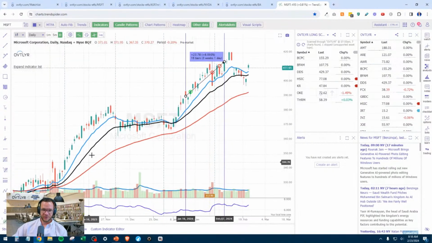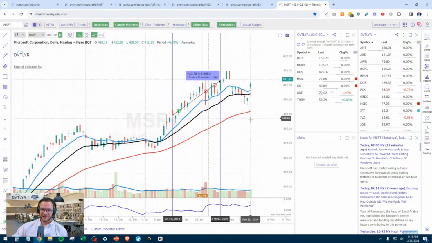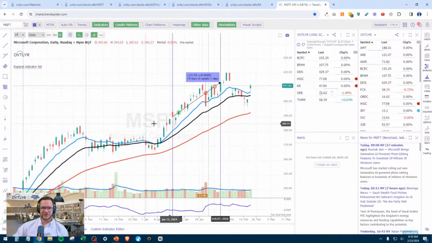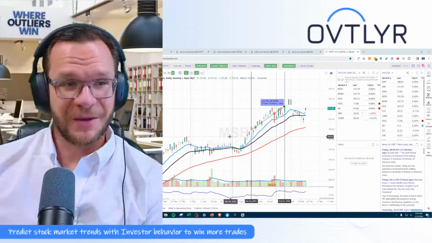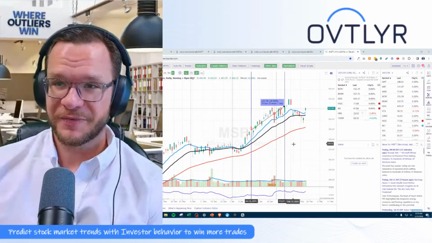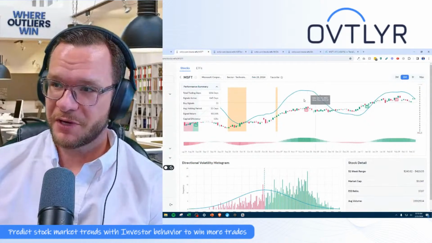So yeah, there was a move made down here, and then another move was made right there, even on top of it. Even when investors were saying, oh, Microsoft can't go any higher, it still managed to climb higher. And not only did it manage to climb higher, OVTLYR took a huge chunk out of it while it made that second push up there. So pretty cool, in my opinion.